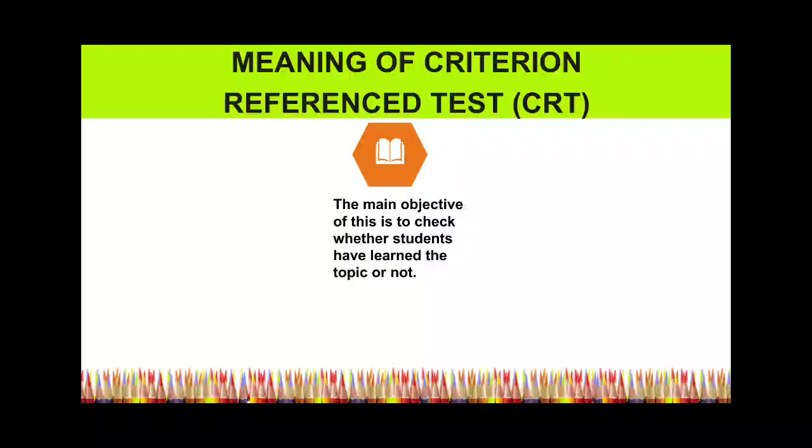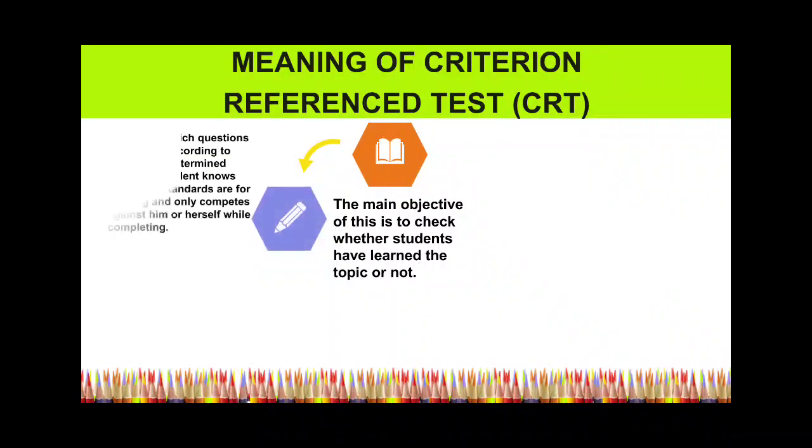So, what is the meaning of Criterion Reference Test? The main objective of this is to check whether students have learned the topic or not. By definition, CRT is a test in which questions are written according to specific predetermined criteria. So, a student already knows what the standards are for passing and only competes against him or herself while completing it.